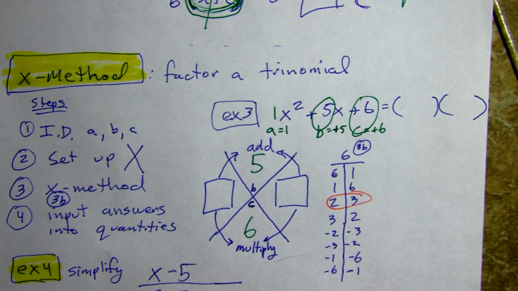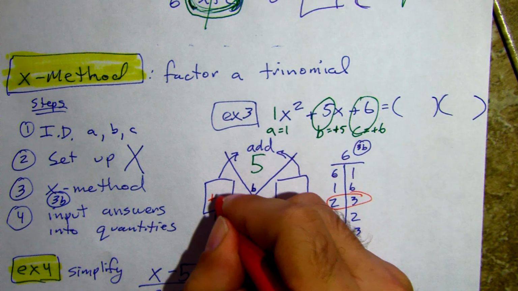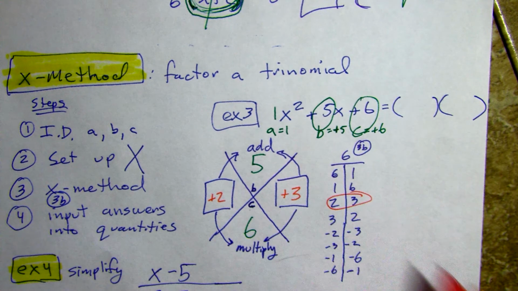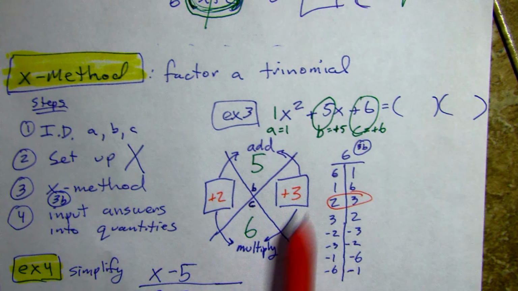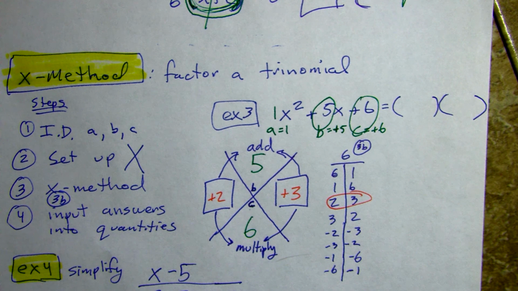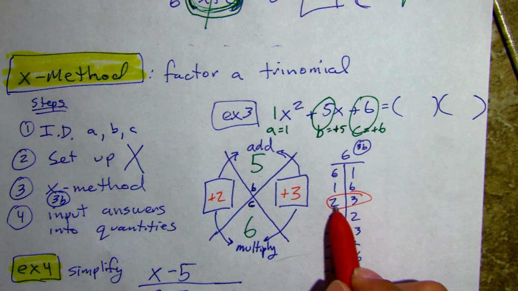Whatever goes here, we're going to input the answers into the quantities. Watch what I do. It's +3. It's just going to be x plus 3. That's 2, isn't it? That's a 2. 2 plus 2. I promise I went to college. That's a +3. X plus 3. Okay? And look. Done. We just did it.